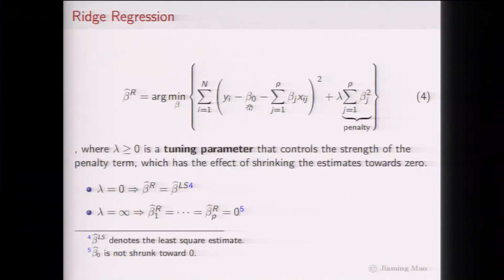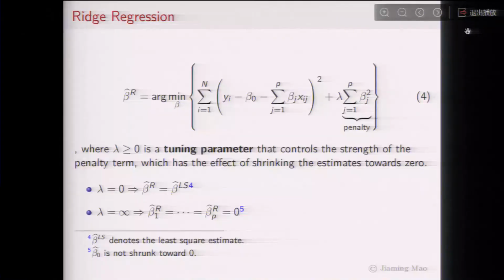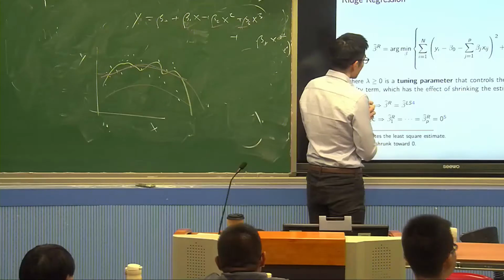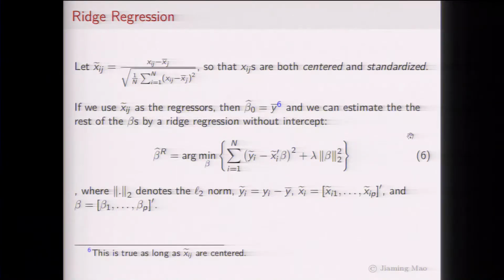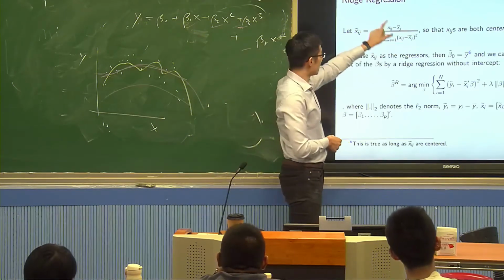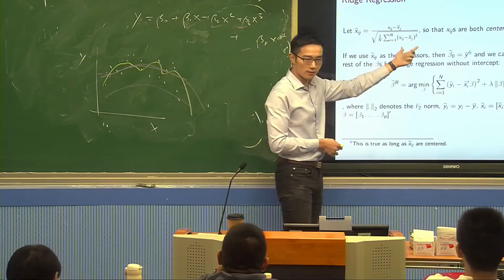So where are we? We said beta 0 is not shrunk. So what can we do? In practice, we first standardize all the x: minus the mean, divided by the standard deviation. So we make the mean 0 and standard deviation equal to 1.